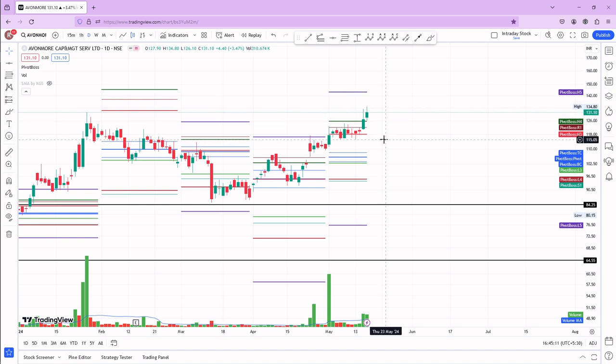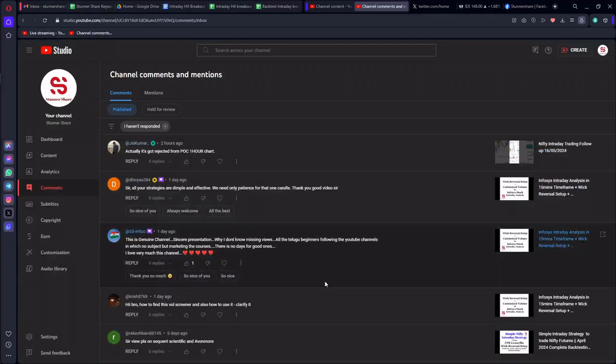And on a close below this zone of 115, we can again go to the CPR, and we have to decide what is going to happen after a close below. For now, the expected level is 144, but the risk reward is not favoring Avonmore. Clear?